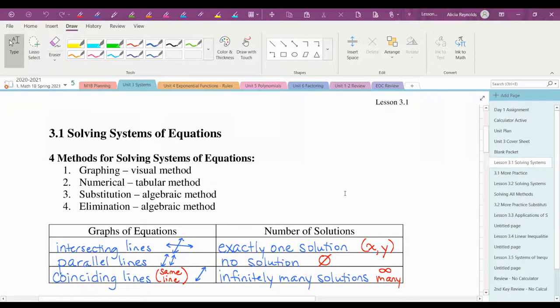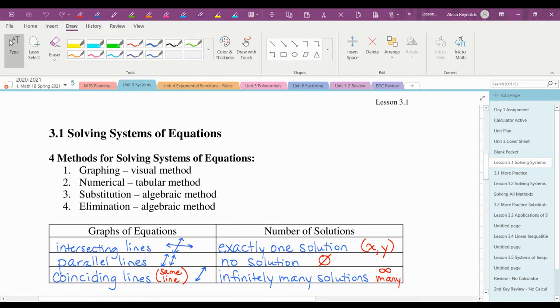This video is to review Unit 3, Lesson 3.1, Solving Systems of Equations. So there are 4 methods for solving systems of equations: graphing, numerical, substitution, or elimination.